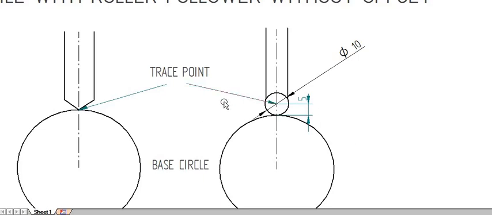In knife edge follower, the prime circle and base circle are same and the pitch curve and cam profile are same. But in the roller follower case, the base circle and prime circle will be different. The pitch curve and the cam profile will be different. We can see it in the following diagram.